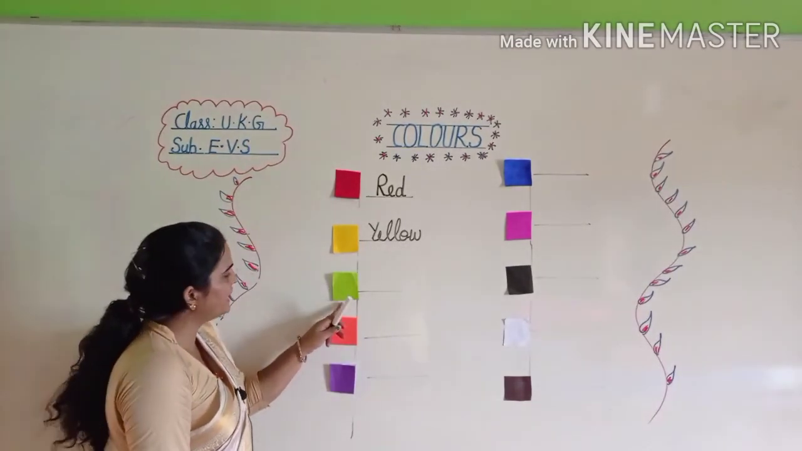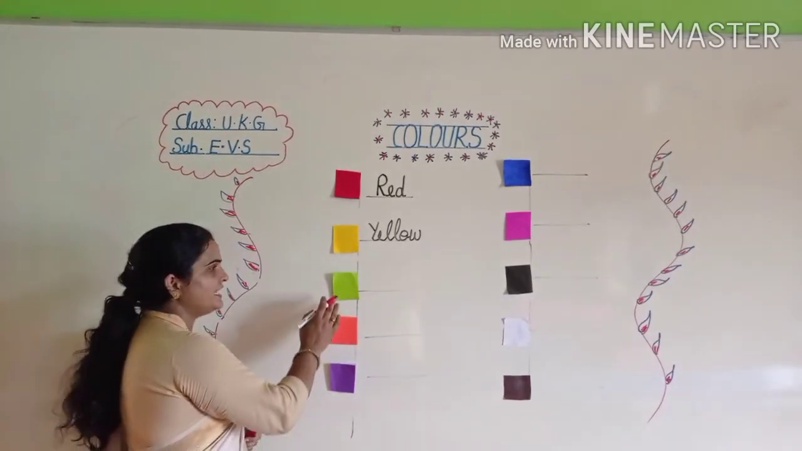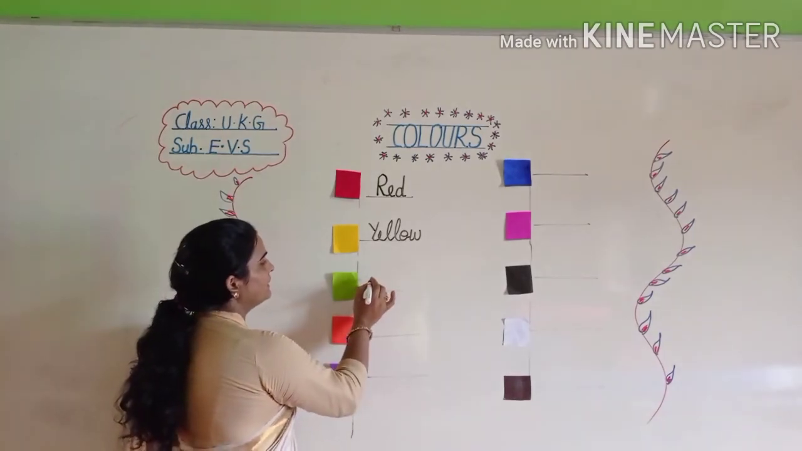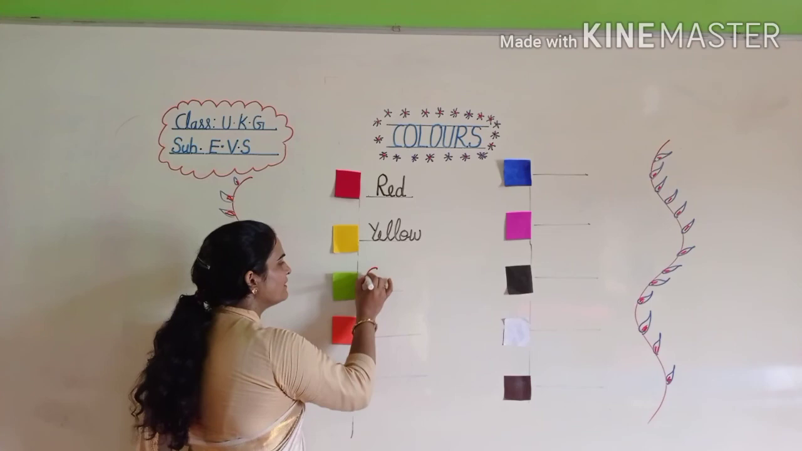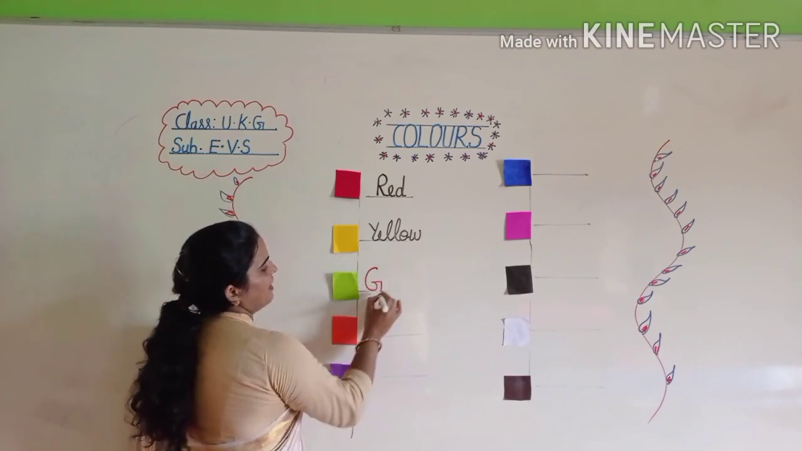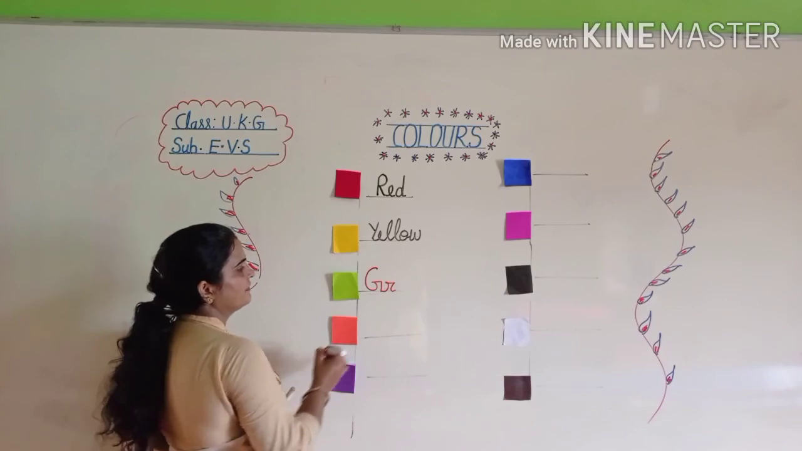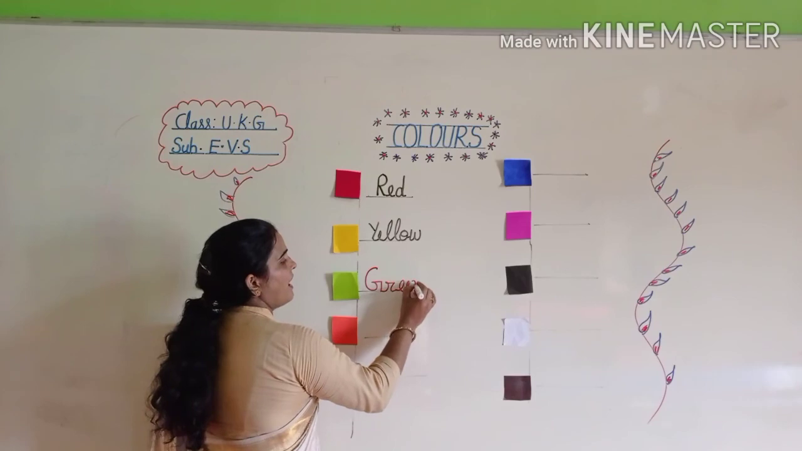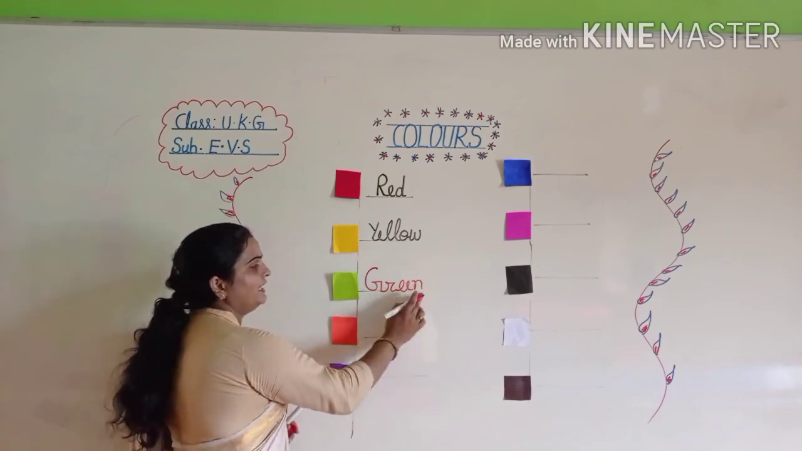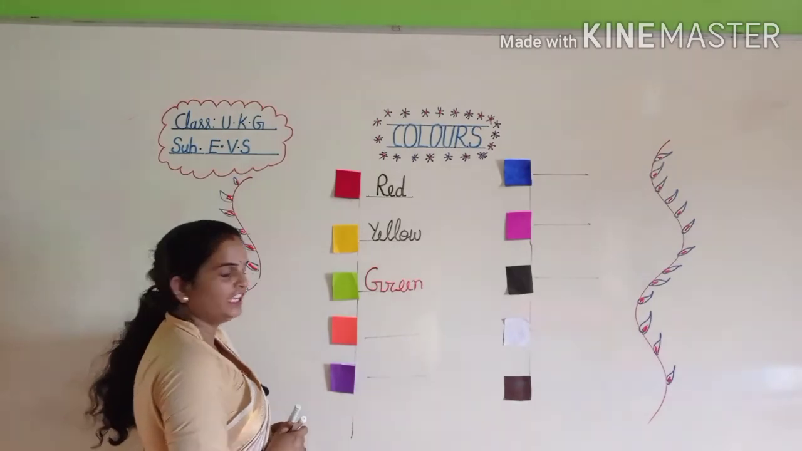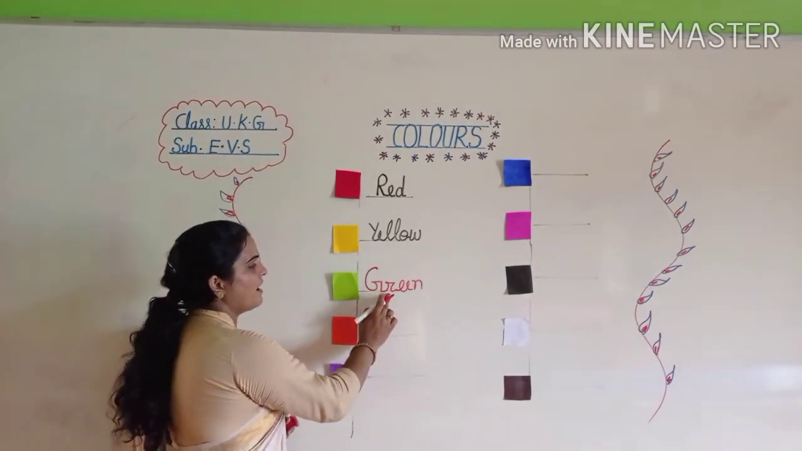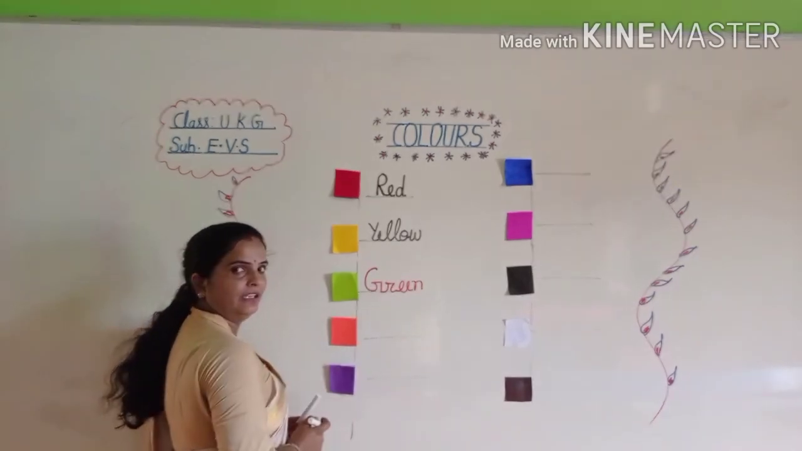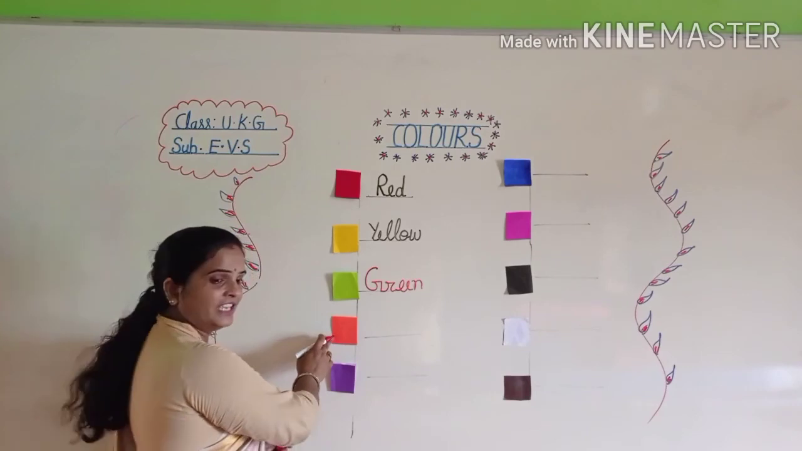This is green color. The spelling of green color: green, G, R, double E, N. Spelling of green: G R double E N, green. Which color is this?